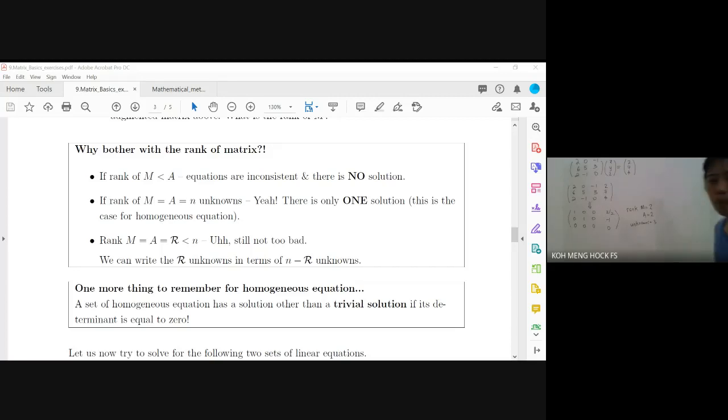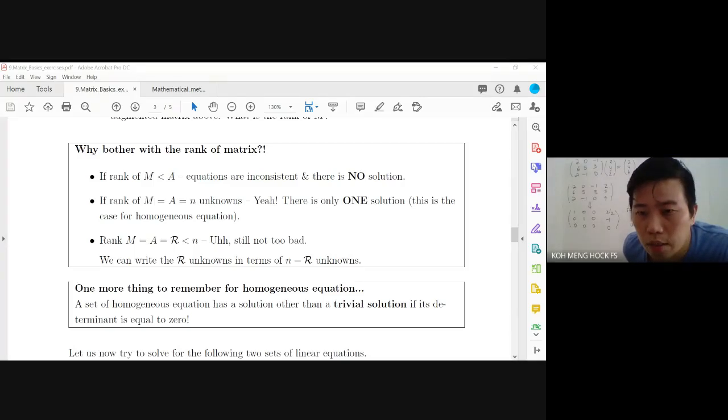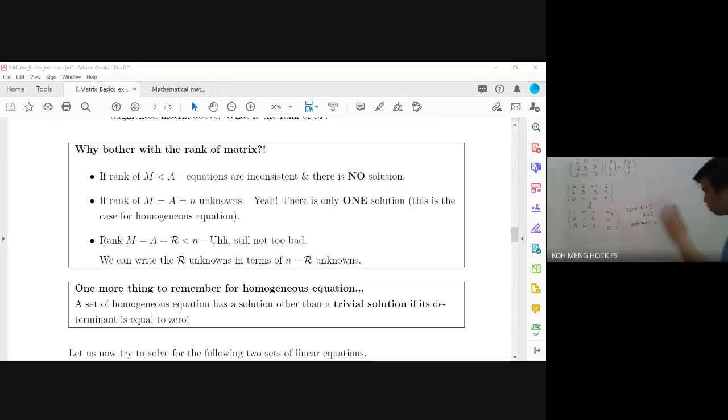What I call the matrix M is here. This is the initial matrix, and this is the augmented matrix, right? So if you row reduce the augmented matrix, you will have the rank of the augmented matrix.